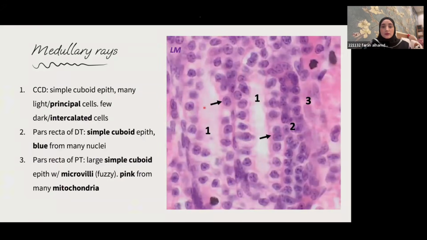Okay, so I talked about this already. The cortical collecting duct is simple cuboidal. We have 2 types of cells, principal cells and intercalated cells. The arrows are showing us the intercalated or dark cells. You can see there are very, very few of them.